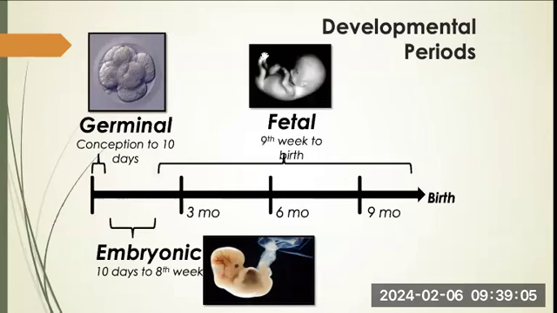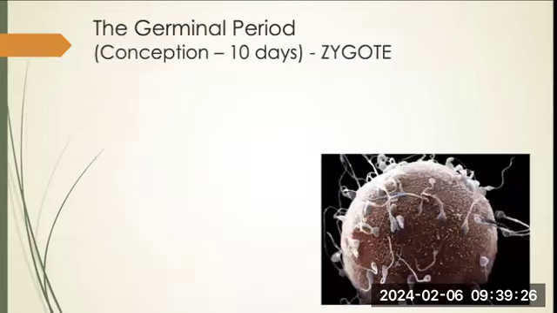So it's the fetal period that most people are familiar with when they start talking about the different trimesters. But as far as the developmental component, we are actually looking at germinal, embryonic, and fetal. So you should be aware of when it starts, when it ends, and what the major developments are that happen in each stage. So as I mentioned, the germinal period is conception to 10 days.